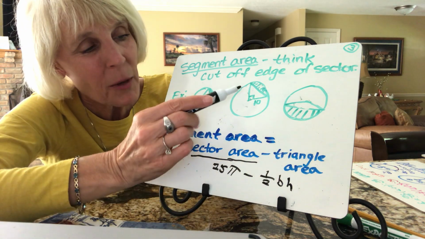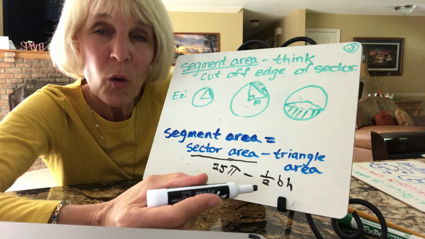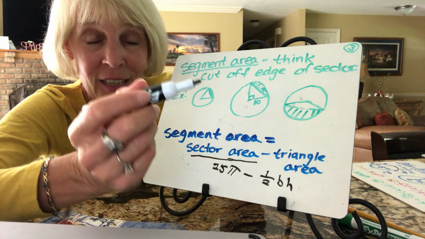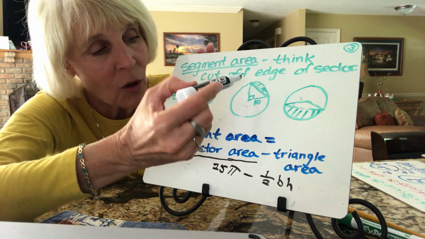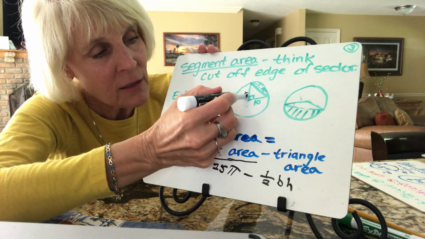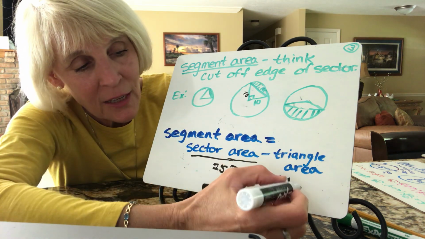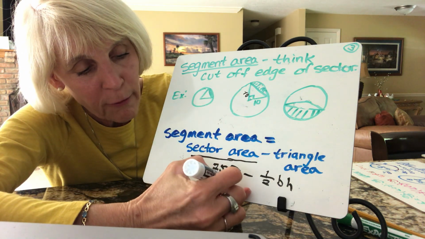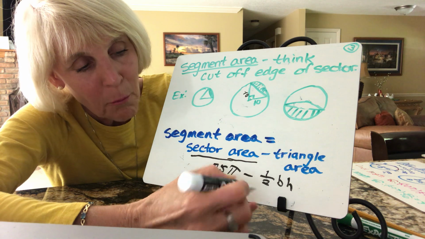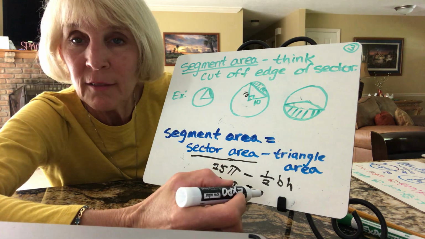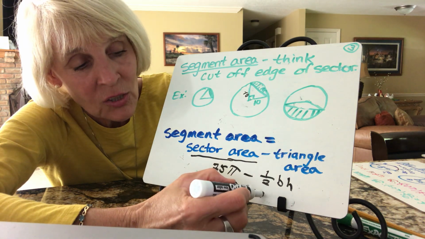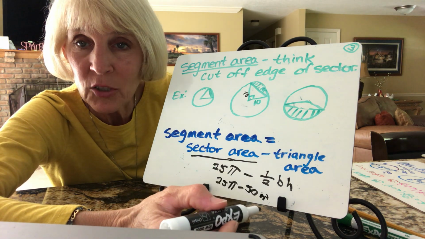Okay, so if I end up with a right triangle, what are the base and the height? Yeah, remember that all radii in one circle are congruent. So I would be able to say this is also 10. So 1/2 of 10 times 10. And my answer would be 25 pi minus 1/2 times 10 times 10, or 50. And it is still area, so it would still be in square inches.